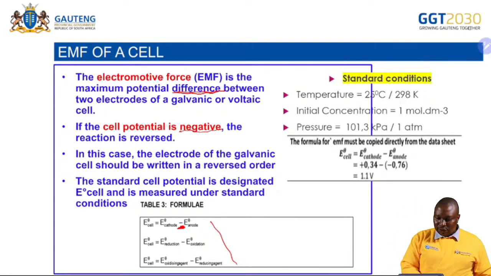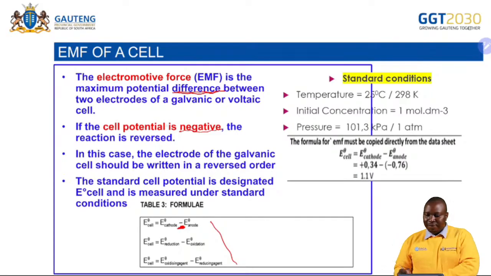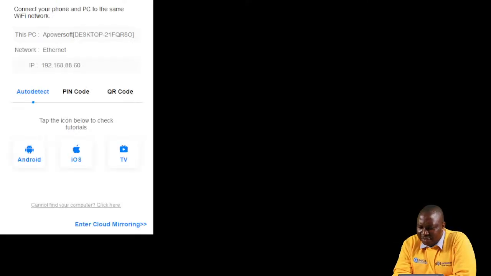So E of a cell, that's what you'll use to calculate your EMF, and it's measured under standard conditions. Learners, these are free marks. So in the exam, we're asking you to name the standard conditions. Sometimes we ask you 2, sometimes we ask you 3, all of the 3. But now, most of the time, we ask you 2.